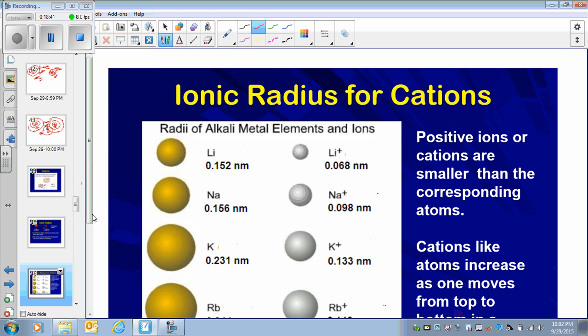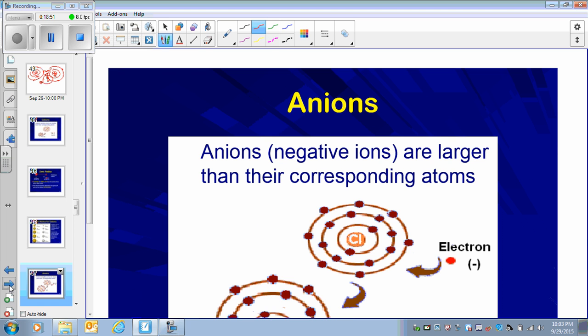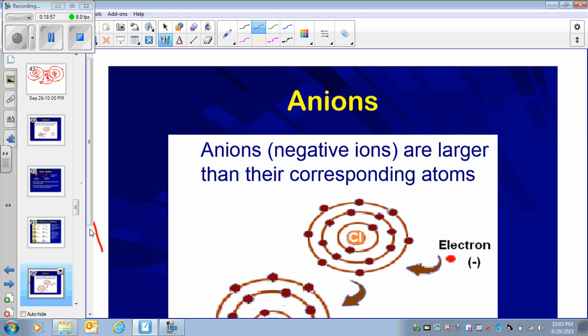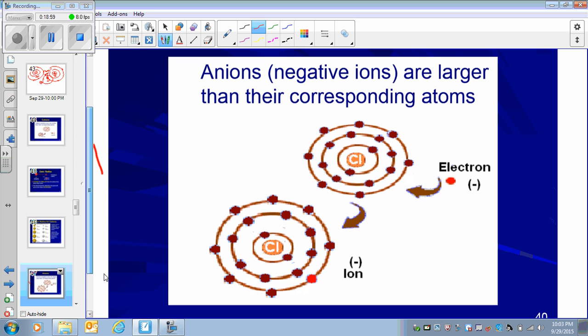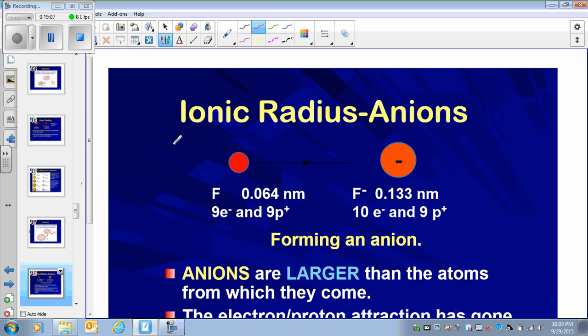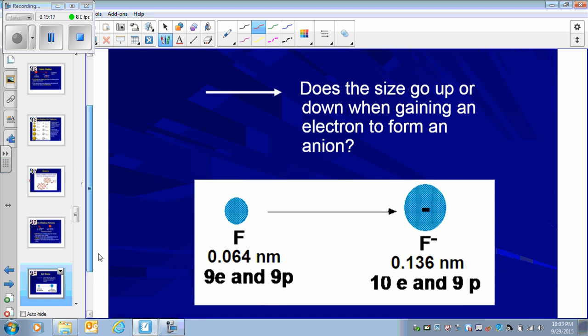And here is another example of the same thing over and over: lithium versus lithium ion, sodium atom versus sodium ion, potassium atom versus potassium ion. And then anions are larger in size compared to their atoms, and the same story again. Because you added more electrons, and that increases the repulsion of electrons to make the size bigger. And you see there's a huge difference between the size of the atom versus the size of the ion. So these are the ionic sizes.